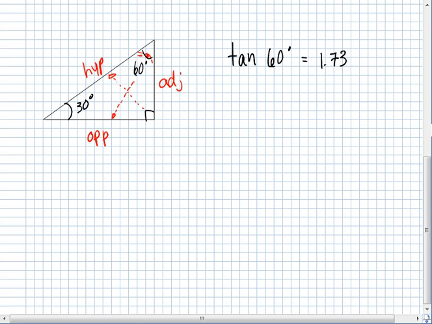The tangent of 60 is equal to 1.73, a weird little number, but in the next video I'm going to show you how that number is significant and how we get it using a little bit of the Pythagorean theorem. So let's have a look at that video now.